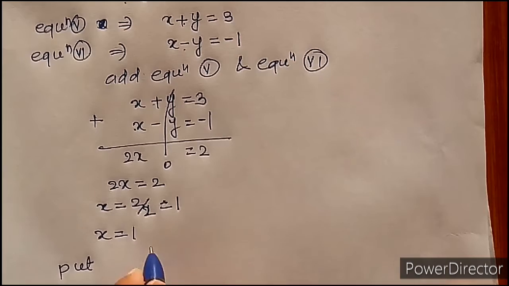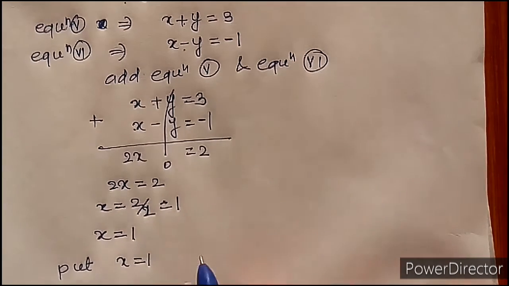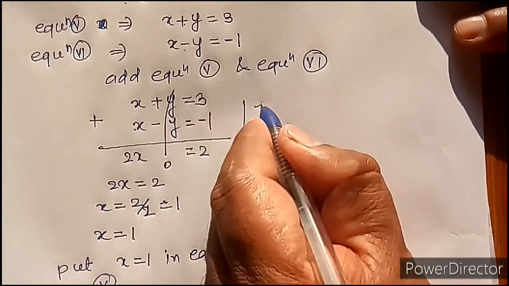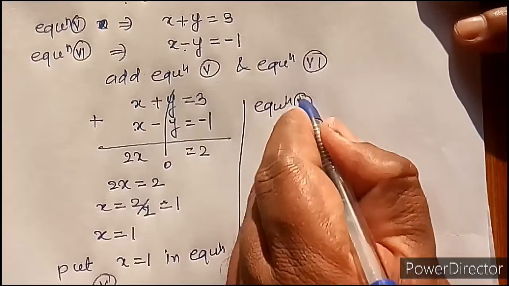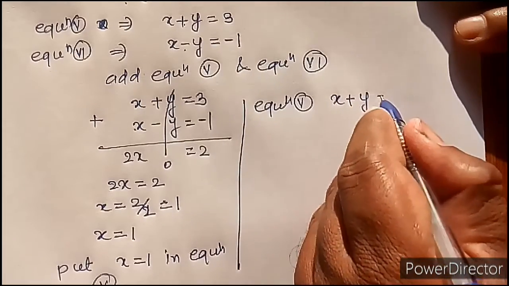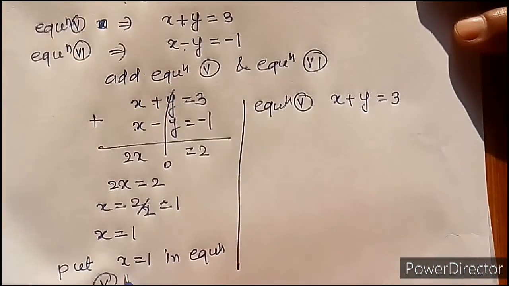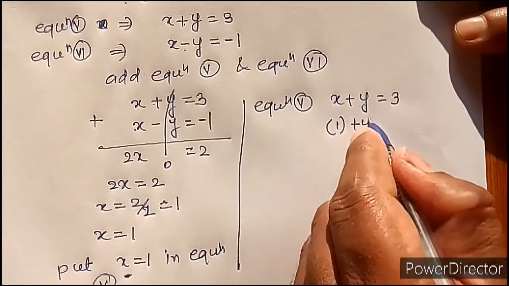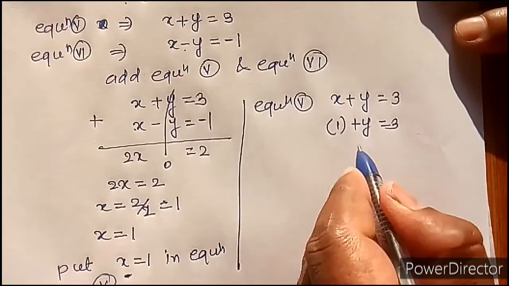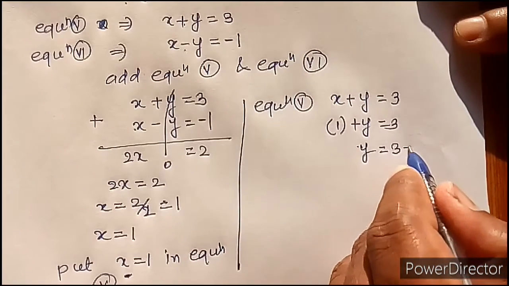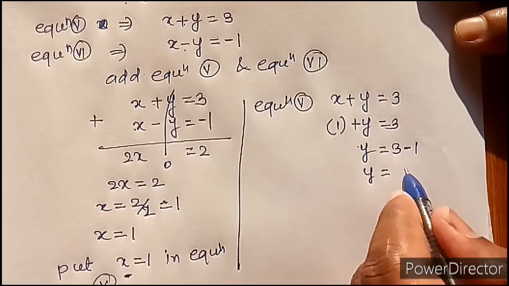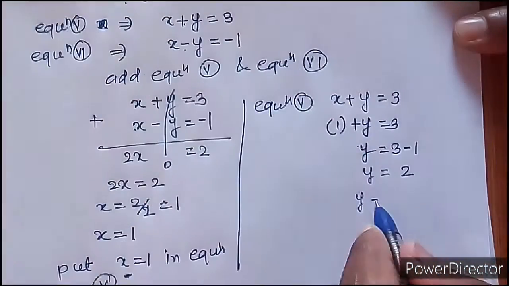Put x equals 1 in equation 5. Equation 5 is x plus y equals 3. We have to put the value of x equals 1 here. Therefore write down 1 plus y equals 3. Now we get y equals 3 minus 1. Therefore y equals 3 minus 1, which is 2. We get the value of y equals 2.